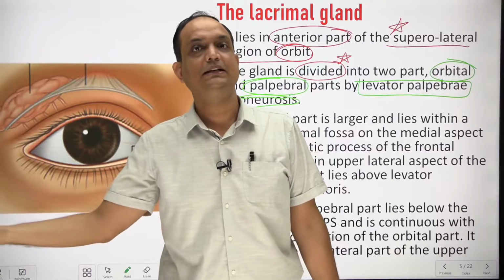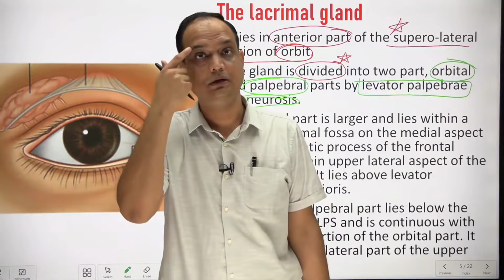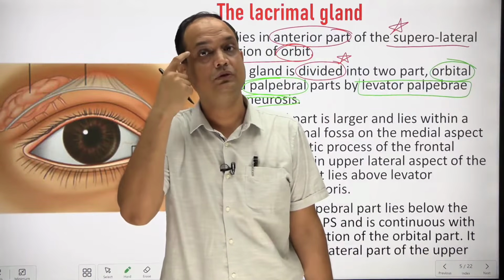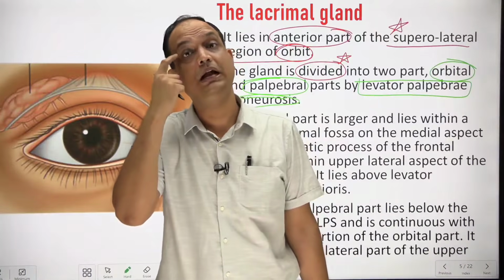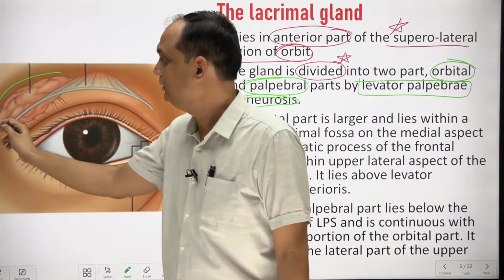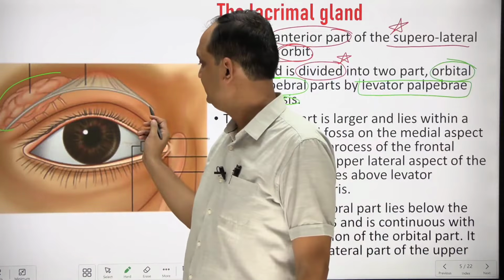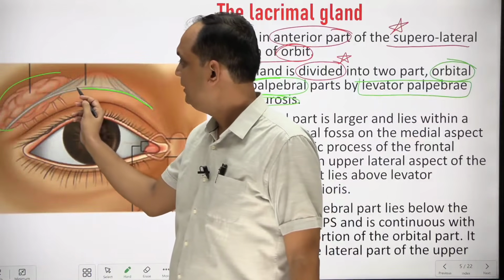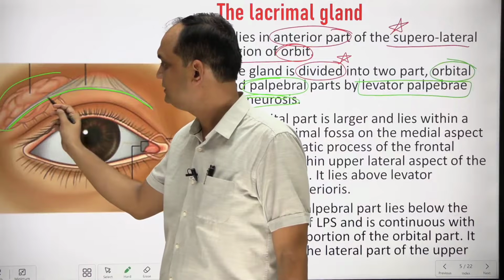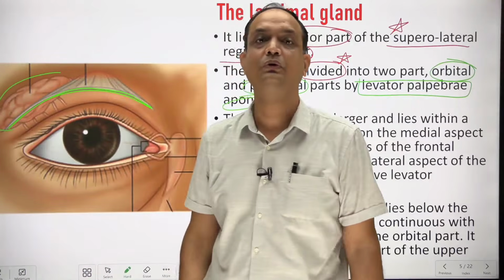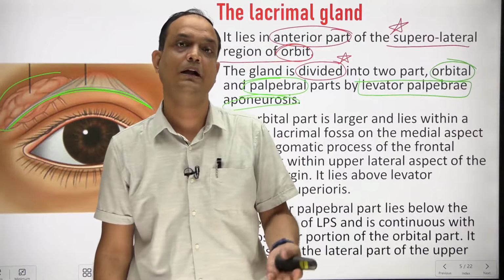Now in this right side eye, this is the superior border and this is the lateral aspect. So you have the gland on the superolateral aspect. So this is the gland on the superolateral aspect. But now you can see that this is the aponeurosis. Now what is this aponeurosis? This is the aponeurosis of the muscle levator palpebrae.